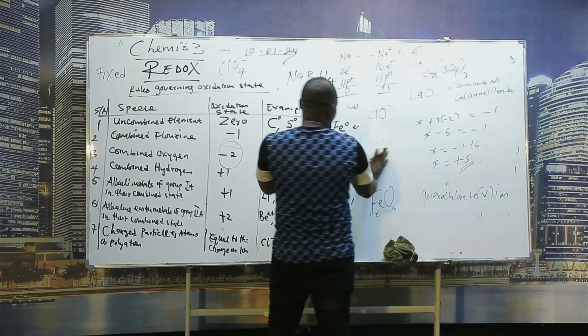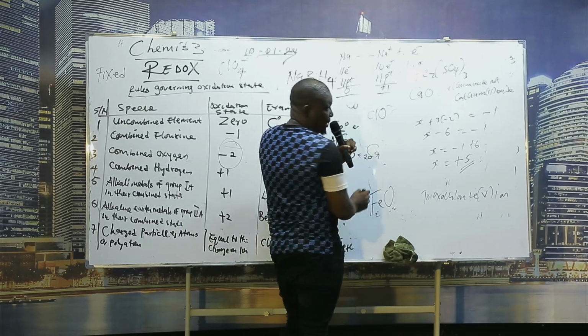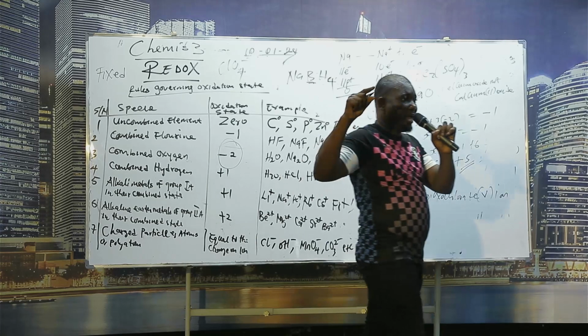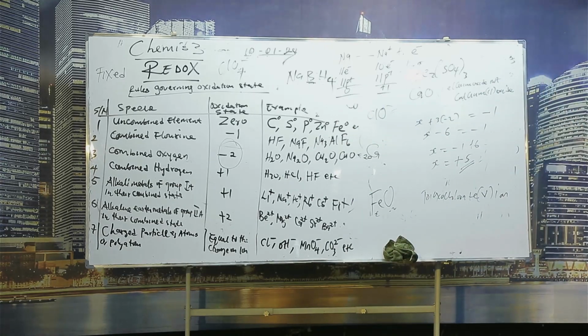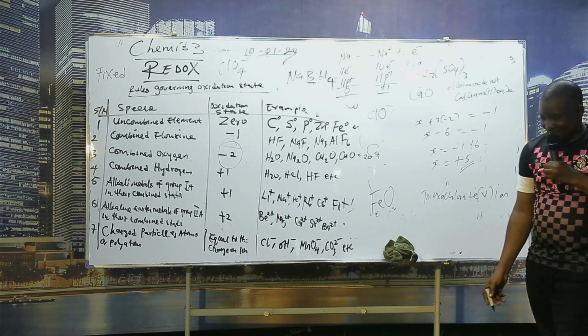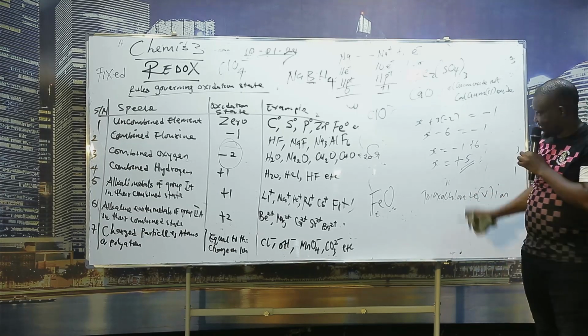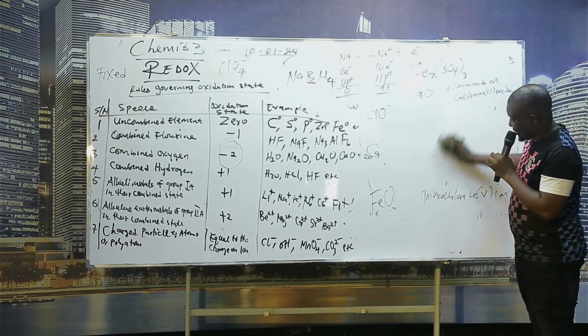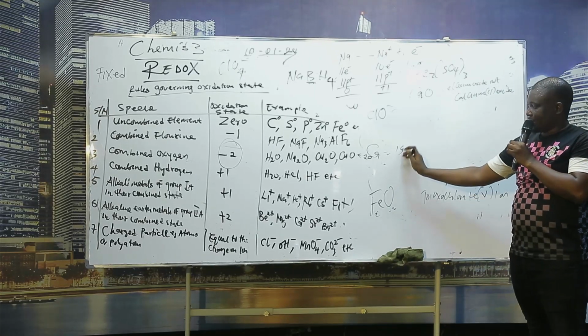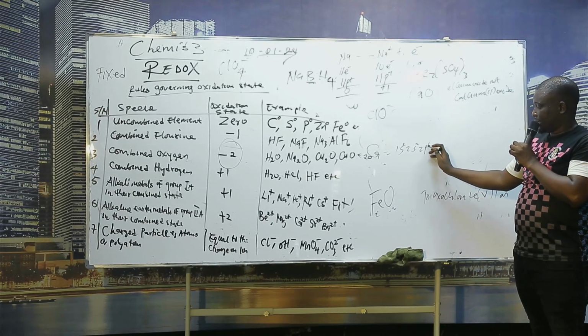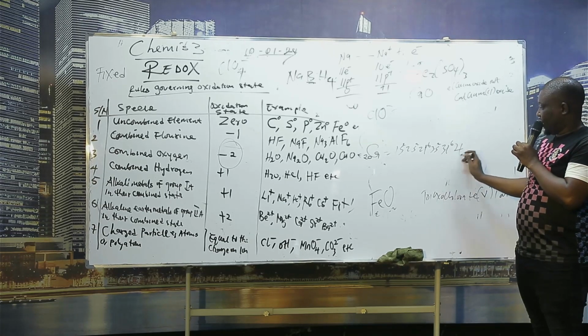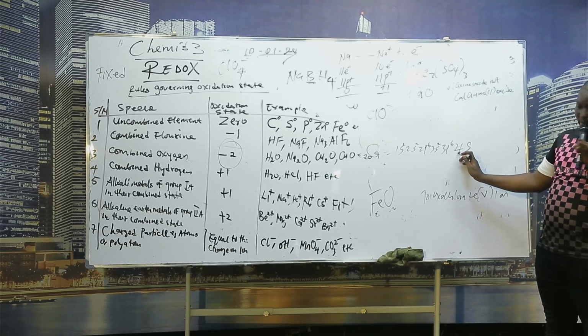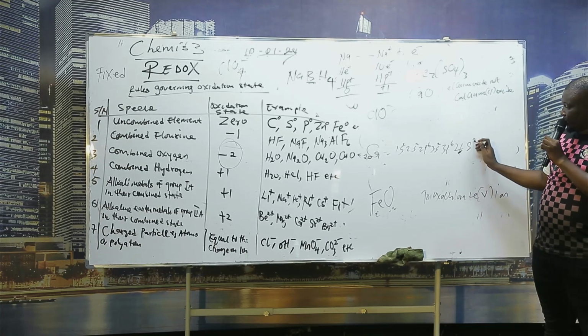What is the atomic number of calcium? 20. If you write the electronic configuration of calcium, it will end in what? 4s, because it's in period 4. The configuration is 1s2, 2s2, 2p6, 3s2, 3p6, 4s2. This 4 means it belongs to period 4, group 2.